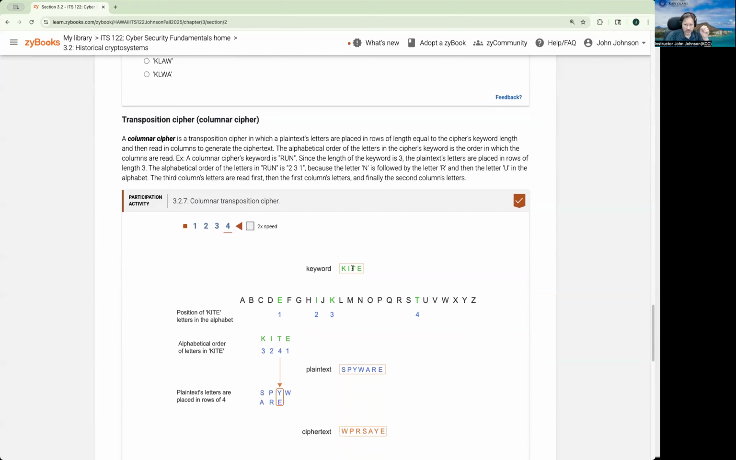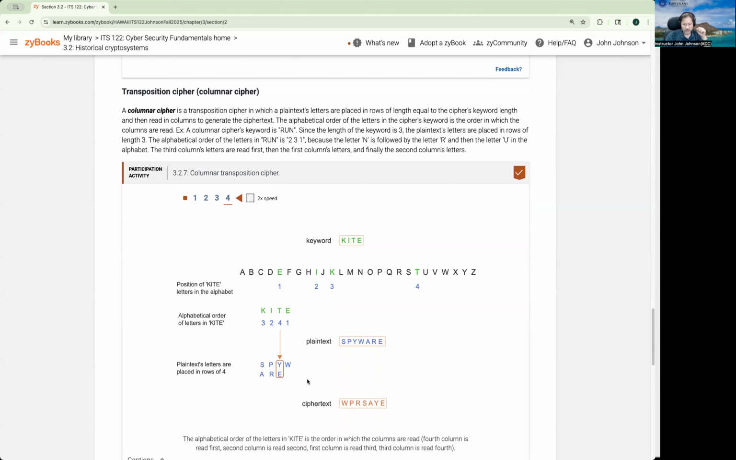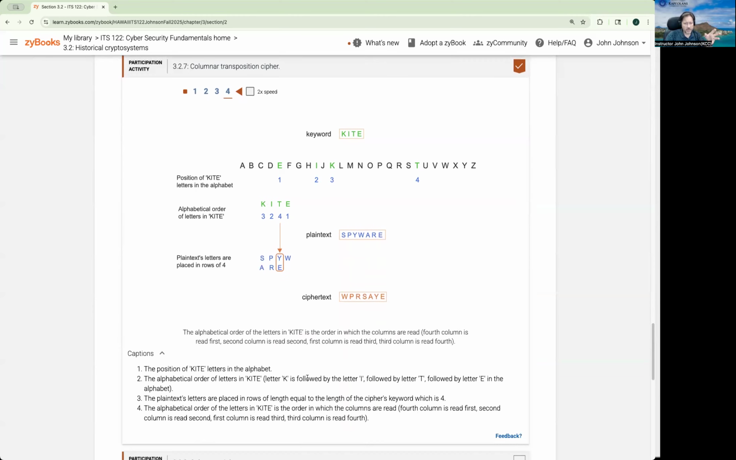We're going to take the keyword and look at the order of it. And then we're going to take our plain text and break that into lines depending on the length of that keyword. And then we're going to take the characters that correspond to the order of this. So keep that in mind. That's the main thing. Work through some of these problems. It'll help you get it straight in your mind. And that's it for this section.